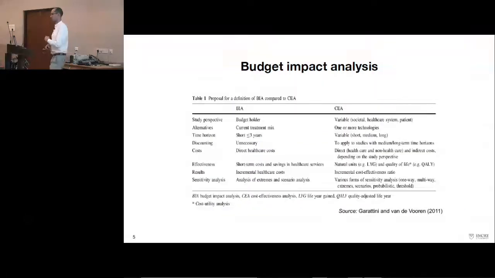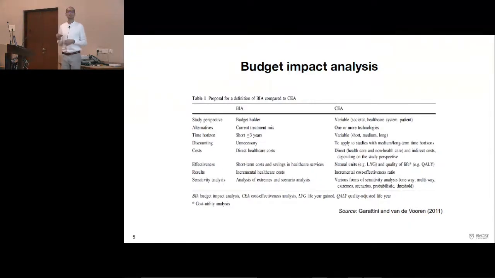And maybe I'll just keep going. This table shows a quick comparison of budget impact analysis and cost effectiveness. What are the main differences? So in the study perspective, for budget impact analysis it is the one who pays, the budget holder. In cost effectiveness, it depends. It can be the societal perspective, healthcare sector, and so on, patient.